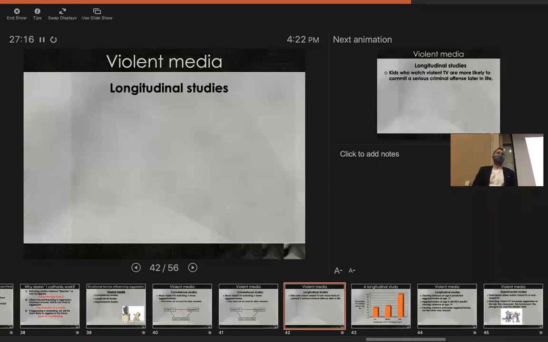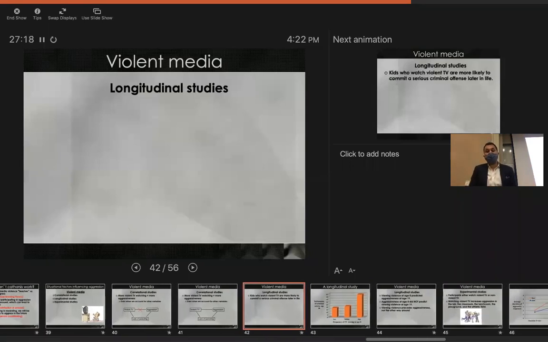Okay. Other researchers have used longitudinal studies to look at this. So a longitudinal study is kind of like a correlational study across time, okay? So for instance, what you can do is bring a bunch of people into a lab, and for each person, you measure how aggressive they are and how much violent TV they watch, just like you would in a correlational study. Then what you can do is bring those people back into your lab at a later point in time.